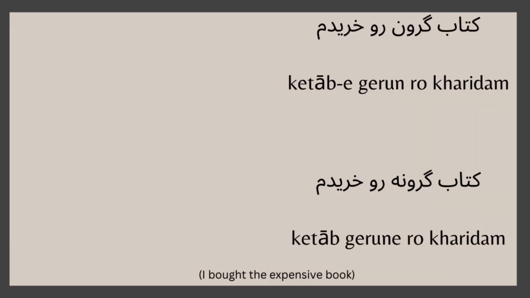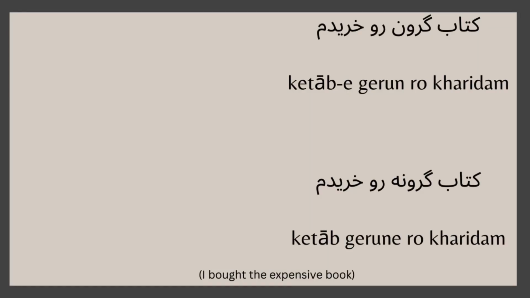کتاب گرونه رو خریدم. It has the very same meaning and it is as common as the other one. Let's take a look at the second one so that we can notice the differences more precisely. کتاب گرونه. As you see, there is no اضافه or genitive case between the noun and the adjective. What is this e here, at the end of the adjective, گرونه? It's a mark for definite nouns or definite words, in other words, in colloquial Persian.